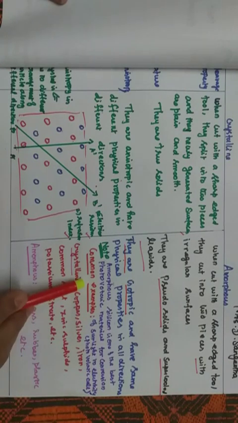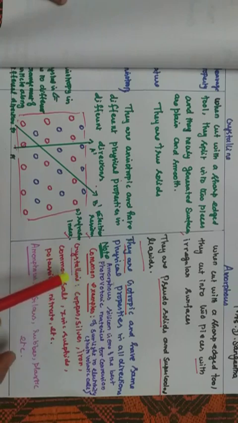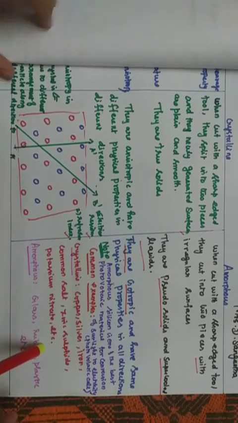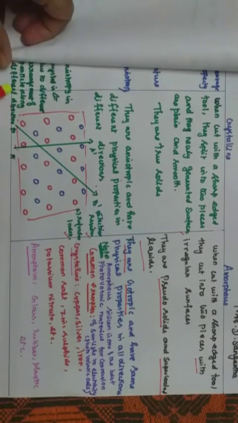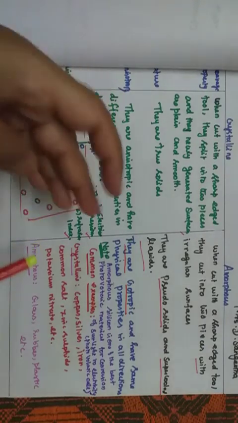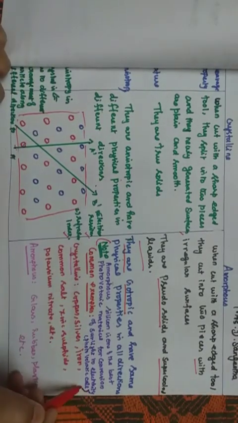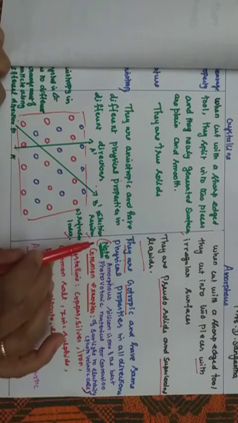Some common examples of crystalline solids and amorphous solids. Amorphous solids are glass, rubber, plastic, etc. Crystalline solids are copper, silver, iron, common salt, zinc sulfide, potassium nitrate, etc. Anisotropy in the crystal is due to a different arrangement of particles along different directions. And now a very important use of amorphous solid. Uses of amorphous solid.